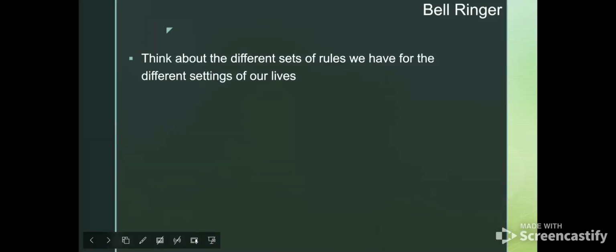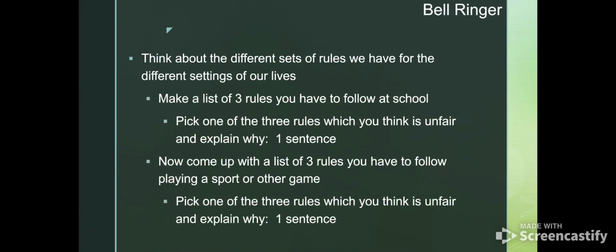Before we go through the lesson today, I want to talk about the purpose of the bell ringer. I'll put it back up on the screen. I had you come up with a list of 3 rules you had to follow at school. So maybe you talked about not running in the hallways or not having your cell phones out, no bags in class, things like that.